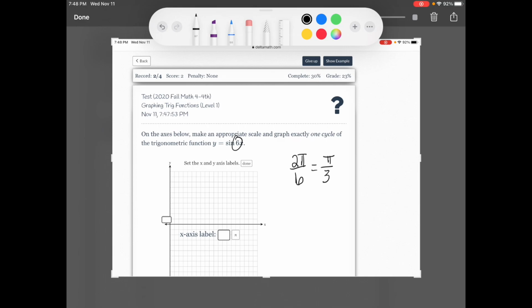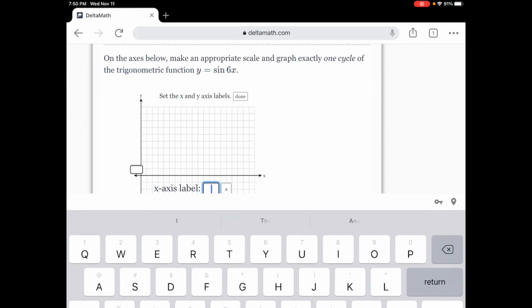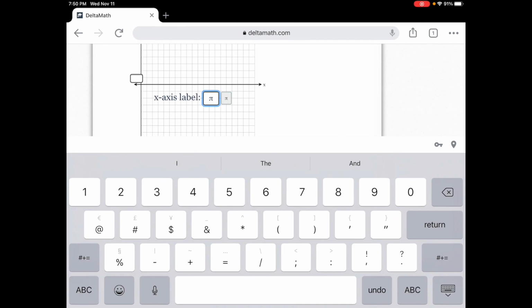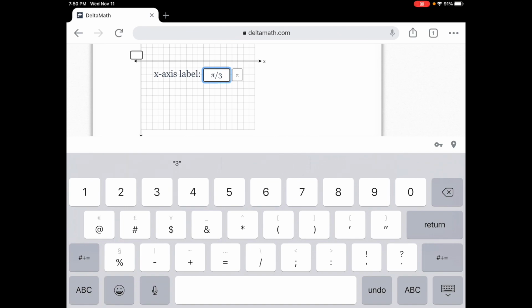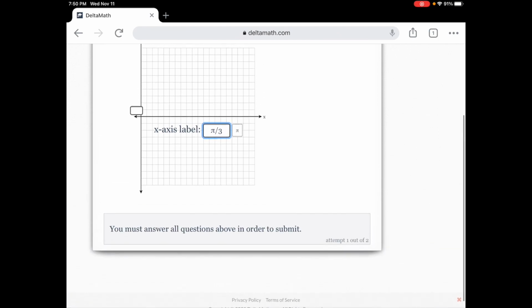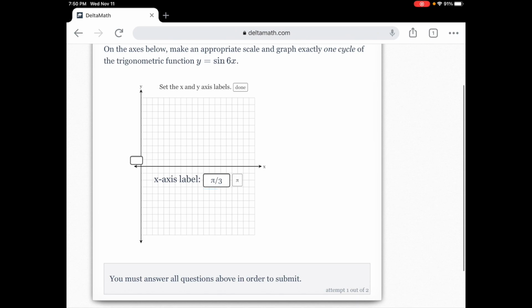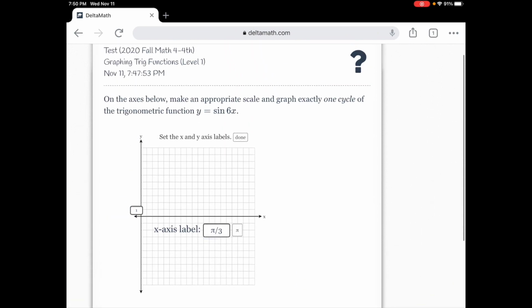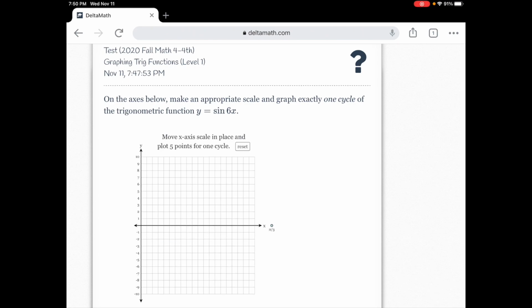So we want to make sure, all right, when we go to label the x-axis, we're going to hit that pi button, and we're going to put divided by 3. Okay, so what does that do? Well, we're going to do the x-axis 2 with 1, just because 1's going to work for us. And then we're going to hit done. Now, that puts this little point over here, if you can see, pi divided by 3.